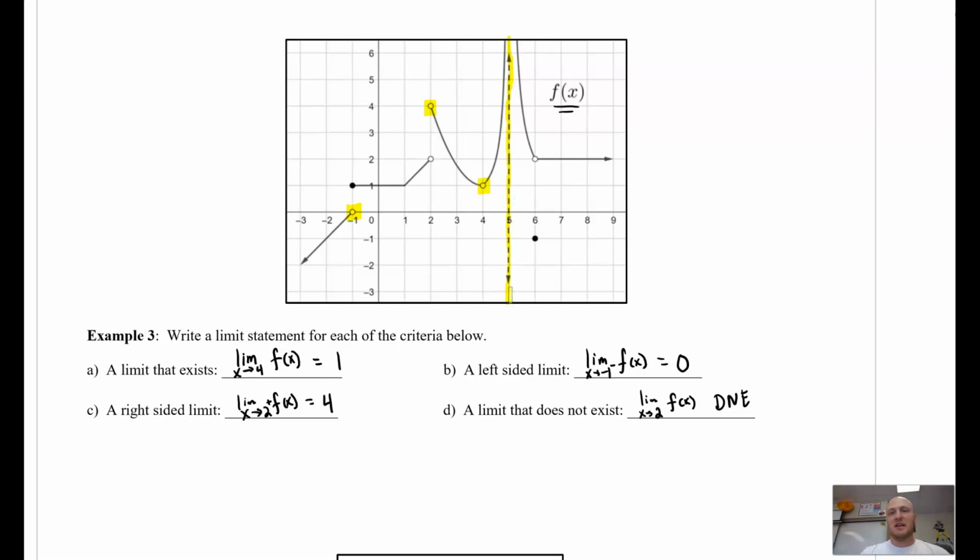And that is because the left and the right side will never, ever meet. You just have function values that are going straight up. This is another type of discontinuity that we will talk about, or we have kind of talked about. It's a vertical asymptote. And so we would also say the limit as x approaches 5 does not exist.